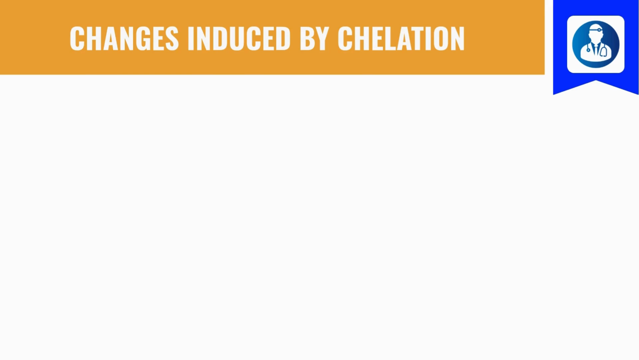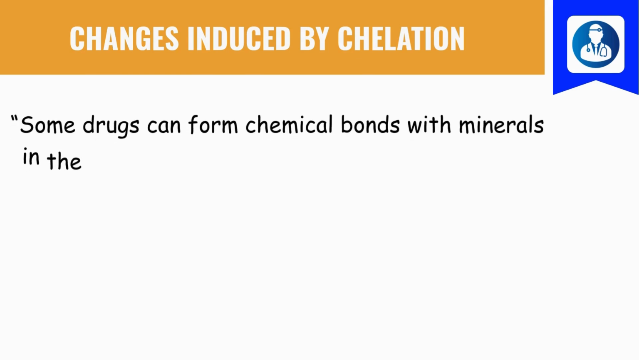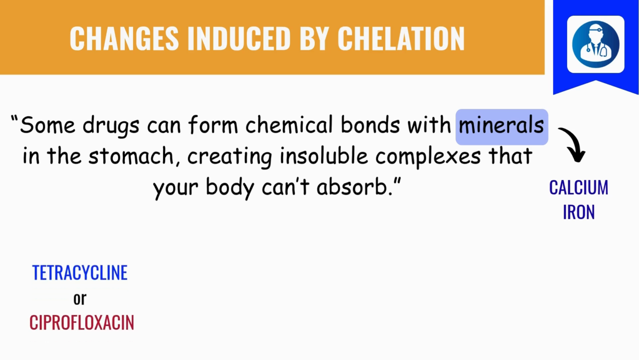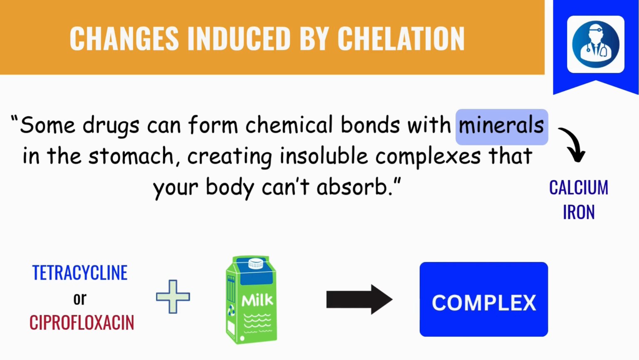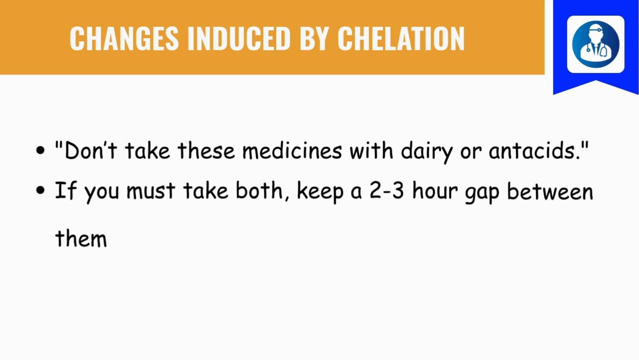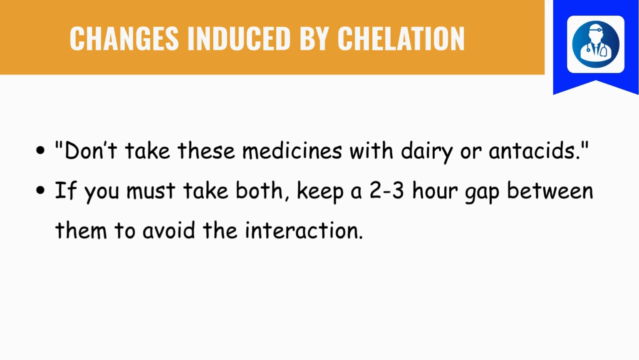Changes induced by chelation. Some drugs can form chemical bonds with minerals in the stomach, creating insoluble complexes that your body can't absorb. Simple example. If you take tetracycline or ciprofloxacin along with milk, which contains calcium, or iron supplements, they can bind together, forming a complex your body can't absorb. This reduces the antibiotic's effect. Doctors often say, don't take these medicines with dairy or antacids. And if you must take both, keep a 2 to 3 hour gap between them to avoid the interaction.